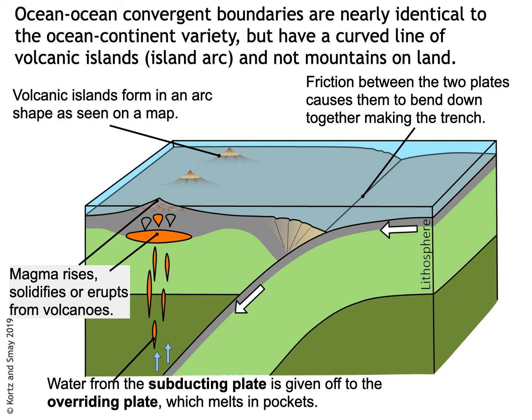So we have a different type of convergent plate boundary here, depicted as an ocean-ocean, or oceanic-oceanic, convergent plate boundary. The good news for you is that these are nearly identical to the ocean-continent variety and have almost all of the same features. However, you'll notice we don't have land in the sense that we don't have a continent here. So there's going to be a couple of differences. Instead of having a curved line of mountains on land, this type of plate boundary has a curved line of volcanoes or volcanic islands. This is called an island arc because the islands tend to form a curve or an arc shape, as you see it in map view.